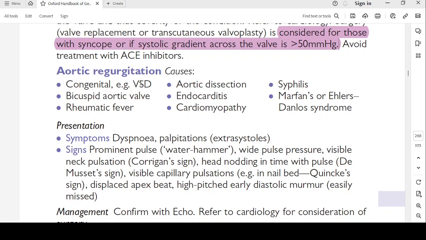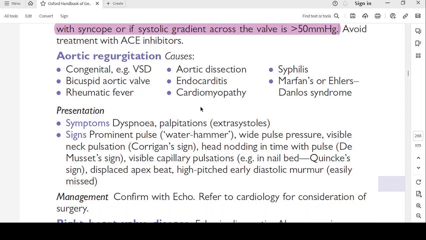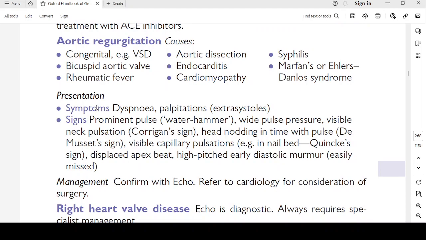Aortic regurgitation causes: congenital cases with VSD, aortic dissection, syphilis, bicuspid aortic valve, endocarditis, Marfan's or Ehlers-Danlos syndrome, rheumatic fever, cardiomyopathy. Presentation of aortic regurgitation. Symptoms: dyspnea and palpitations, extrasystoles will be there. Signs: prominent pulse, a water hammer pulse, wide pulse pressure, visible neck pulsation or Corrigan sign, head nodding in time with pulse, De Musset sign, visible capillary pulsations in the nail bed, Quincke's sign, displaced apex beat, high pitched early diastolic murmur easily missed.